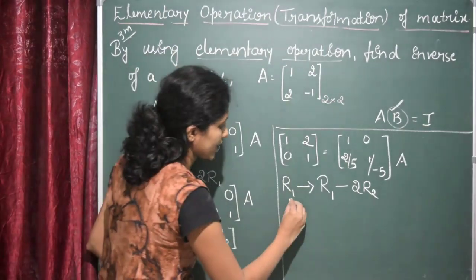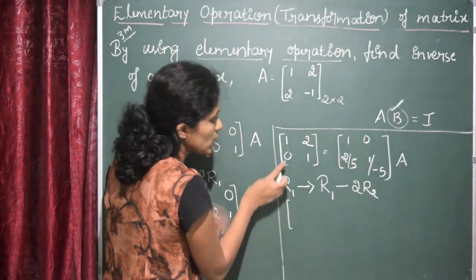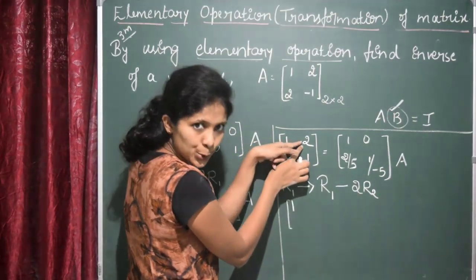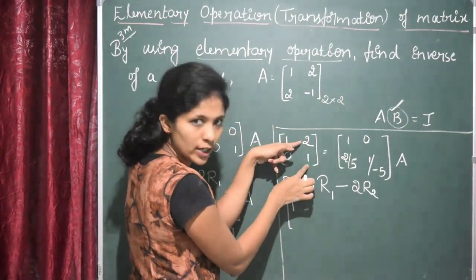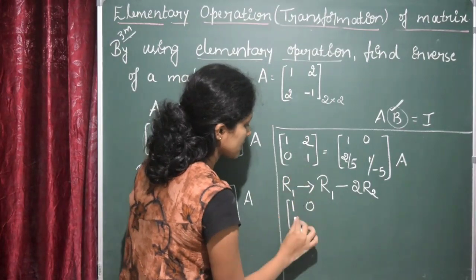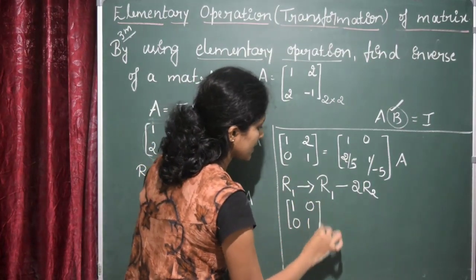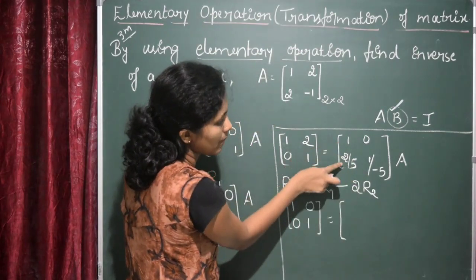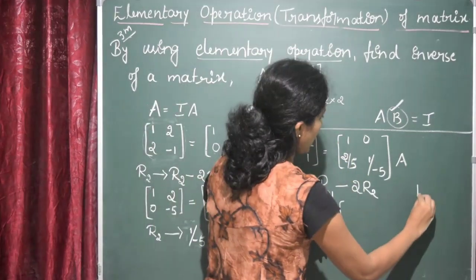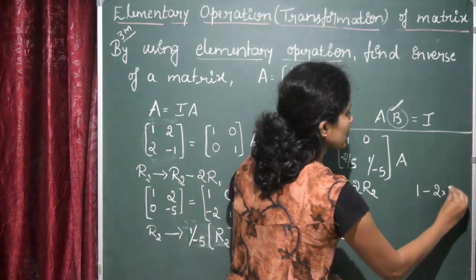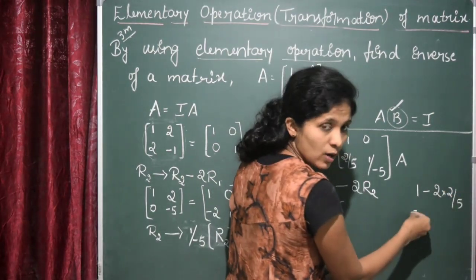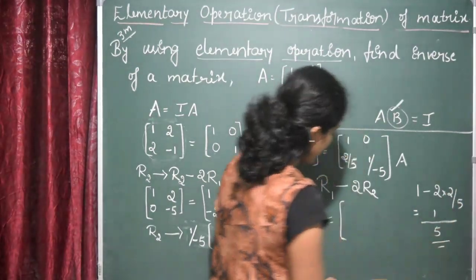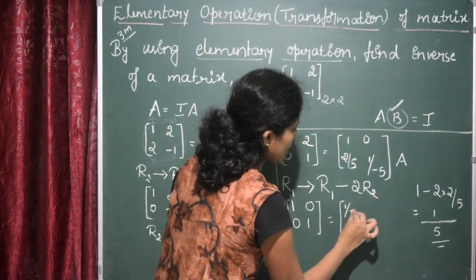Now we are changing the row 1. So 1 minus 2 into 0, it will be equal to 1. Here 2 minus 1 into 2 will be equal to 0. So last element will be 0 and 1 as it is. Also we have to change R1 here: 1 minus 2 into 2 by 5. The LCM will be 5, so 5 minus 4 is equal to 1 by 5. So clear? First element will be now 1 by 5.